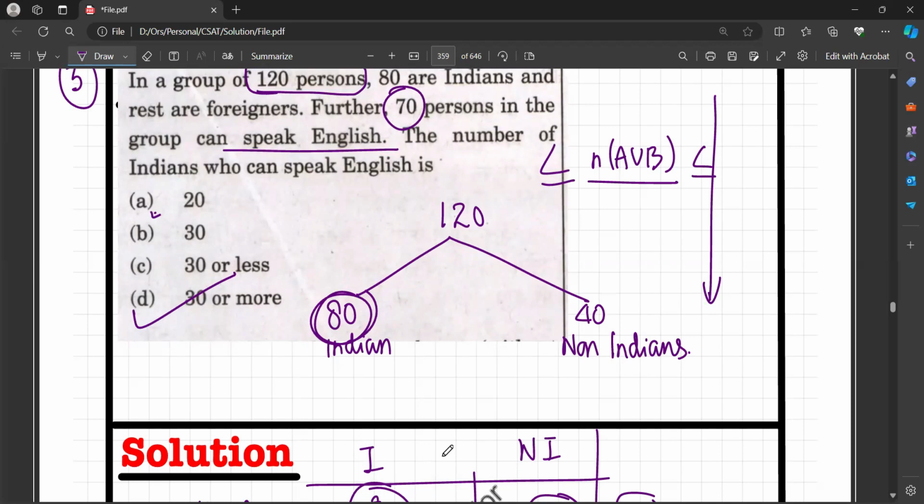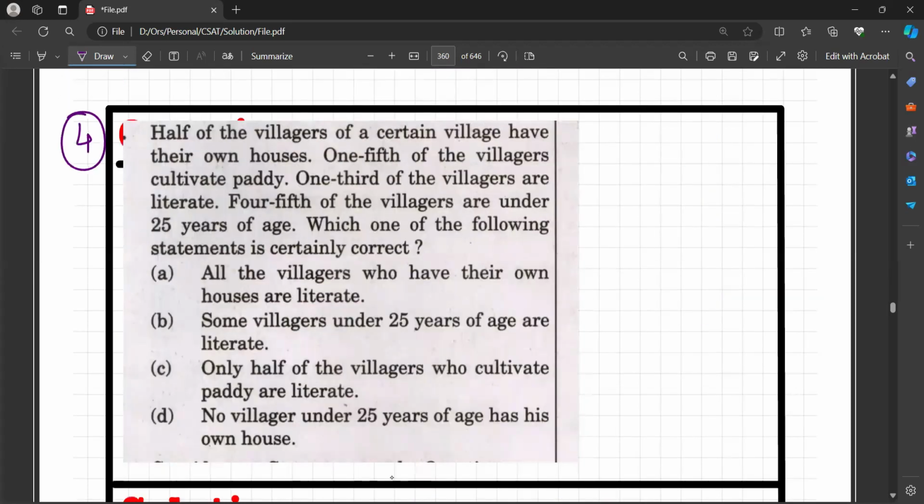Question number 4 for you. In question number 4, we have: half of the villagers of a certain village have their own houses. I am telling you one thing: half of the villagers of a certain village have their own houses. 1/5, and there is 1/2. When multiple fractions are given, don't take the value at the very first go. Otherwise what we do is, since it is half, let us assume x, x/2. If some teacher told you, assume 2x, so that you halve it to get x.